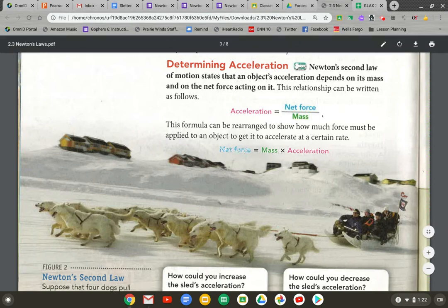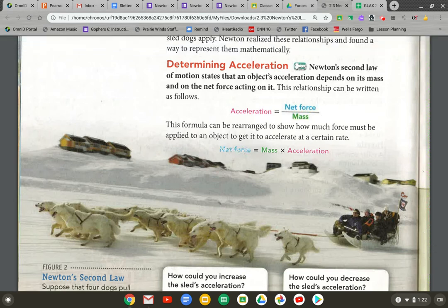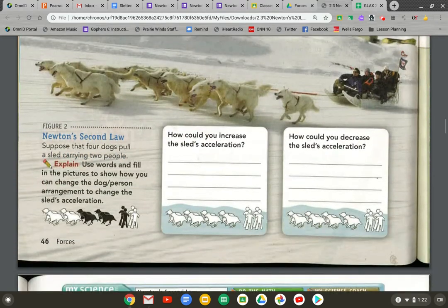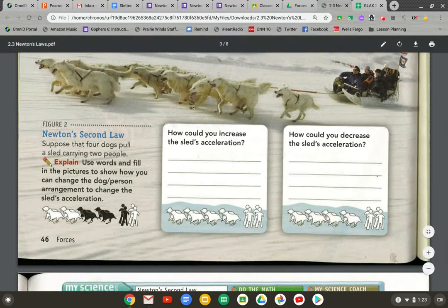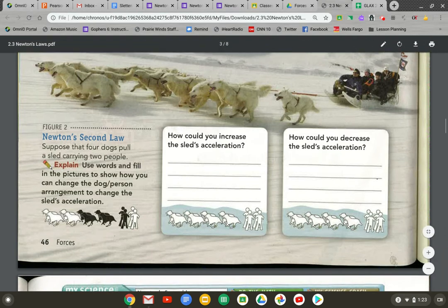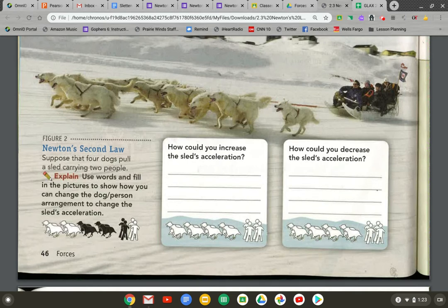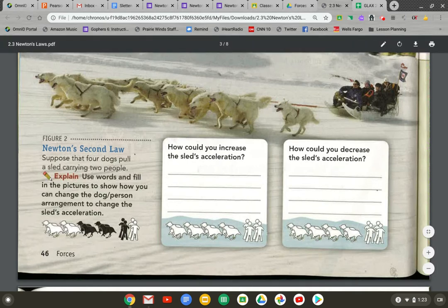And so if we simply switch around those variables a little bit, you'll see that it says the net force equals mass times acceleration. Okay? So let's look at figure 2. Got kind of a cool picture here of some sled dogs, a sled team, and some folks riding on the sled. It says, suppose that 4 dogs pull a sled carrying 2 people.